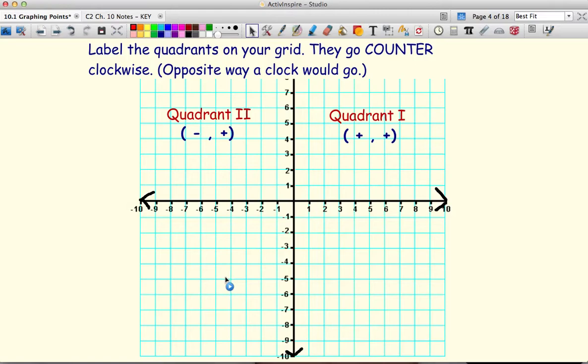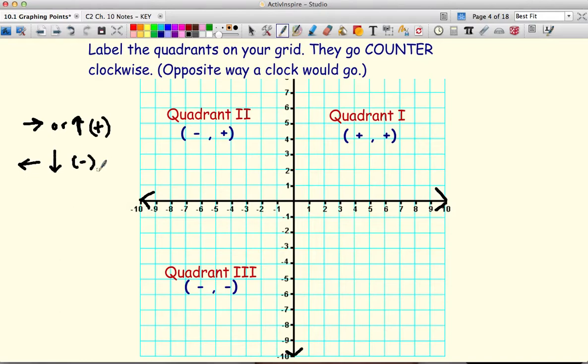Then we go down, and that gets us into quadrant 3. Quadrant 3 is made up of a negative x and a negative y, because now you're going left and down. So it's kind of the way you would think it would be, where if you're going to the right or up, your numbers are positive. If you're going to the left or down, your numbers are negative. So you guessed it, in quadrant 4, we have positive x's, negative y's, because we're going to the right and we're going down.